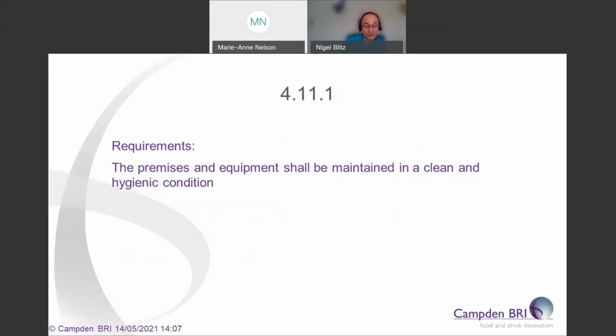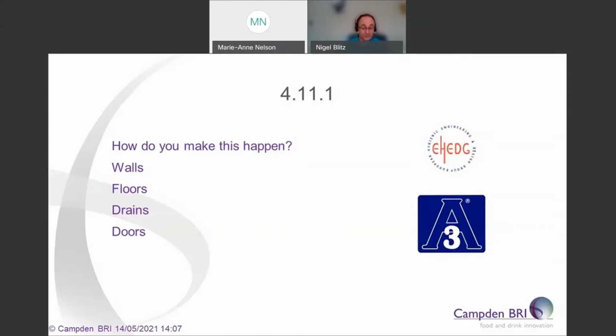So 4.11.1 states the premises and equipment shall be maintained in a clean and hygienic condition. It is important that the site, manufacturing environment and equipment are routinely cleaned to an appropriate standard of cleanliness to prevent potential contamination, e.g. with allergens or microorganisms, and to prevent quality issues such as taint from previously manufactured products. So how do we make this happen?